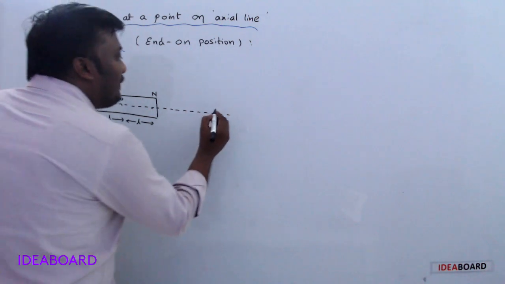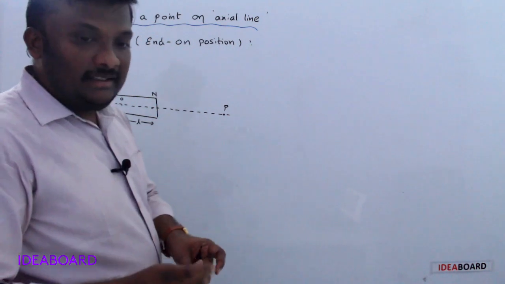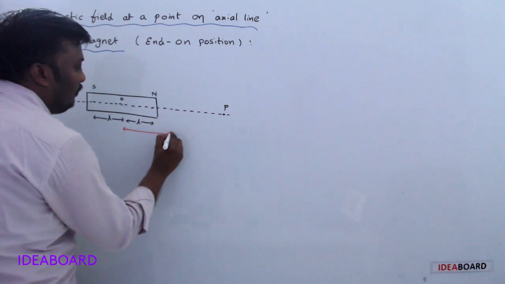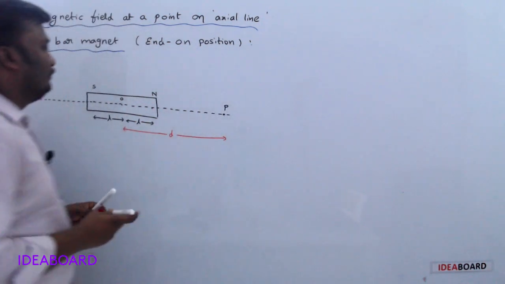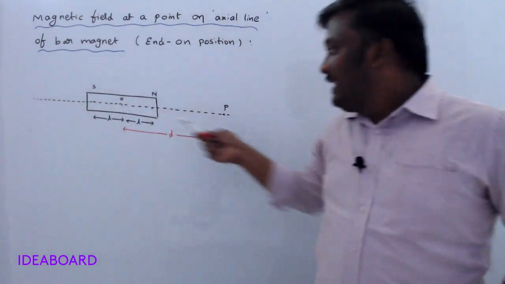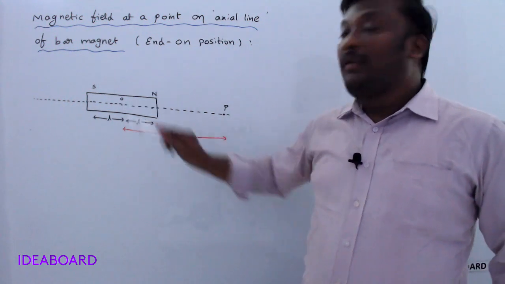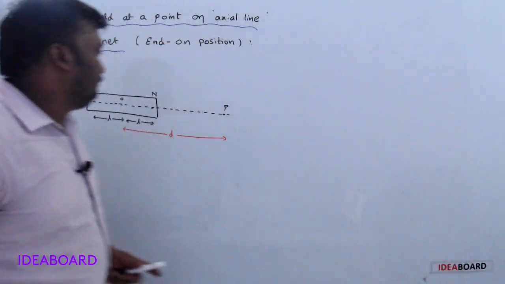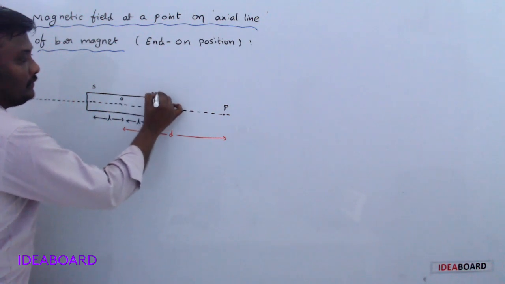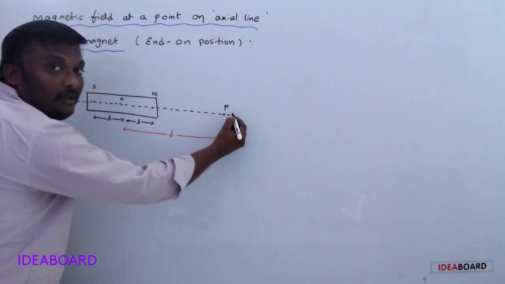Let us imagine one point P at a certain distance d from O. Anywhere you can find the magnetic field induction along this axial line. Just imagine one point P which is at a distance d from O. Now, this is the north pole. Due to the north pole, at this point P there will be some magnetic induction acting.